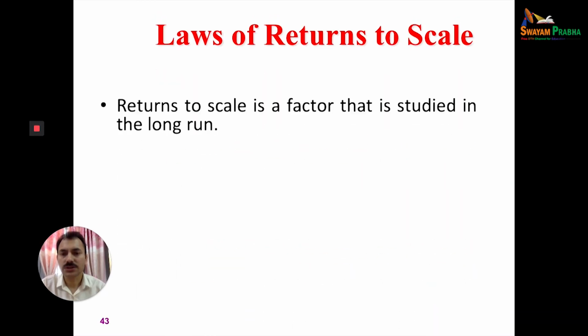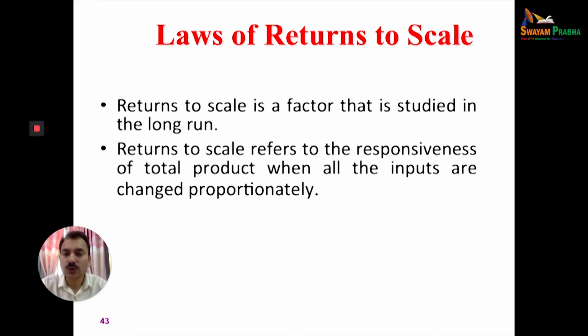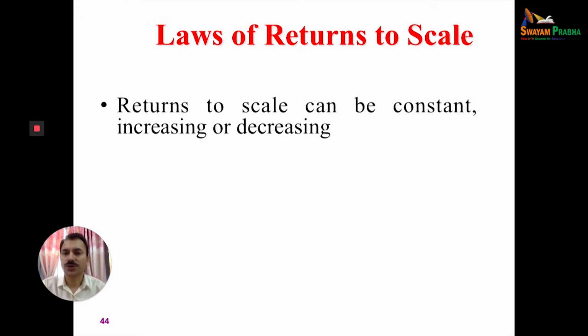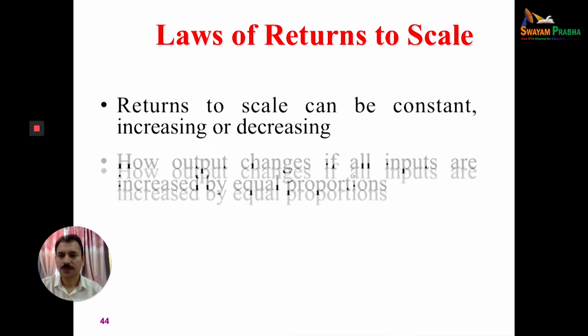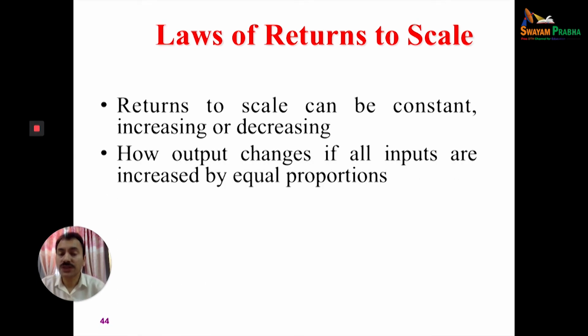Now let us discuss in detail. Returns to scale is a concept studied in the long run. Returns to scale refers to the responsiveness of the total product when all inputs are changed proportionately. When all factors of production are proportionately changed, then what will happen to the output we'll discuss with the help of the law of returns to scale. There can be increasing returns to scale, constant returns to scale, decreasing returns to scale. How does the output change if all inputs are increased by an equal proportion?